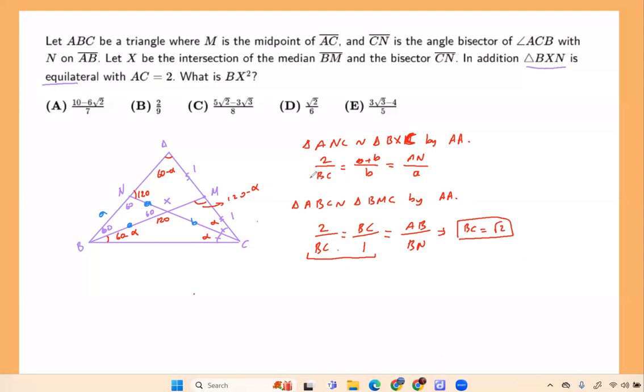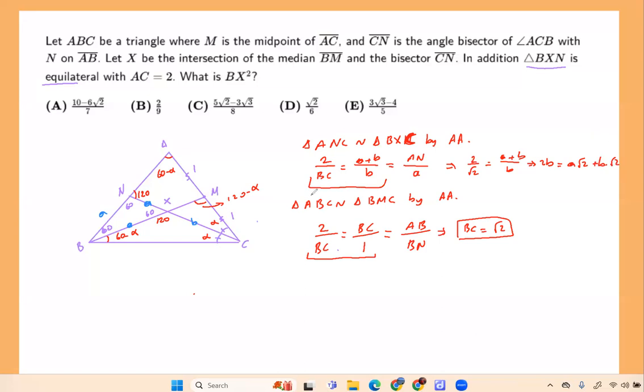So if I just take these two and replace BC with root 2, you will get 2 over root 2 equals A plus B over B, right? And that is just A over B plus 1, or you can just do cross multiplication now. So let's do the cross multiplication. So 2B equals A times root 2 plus B times root 2.